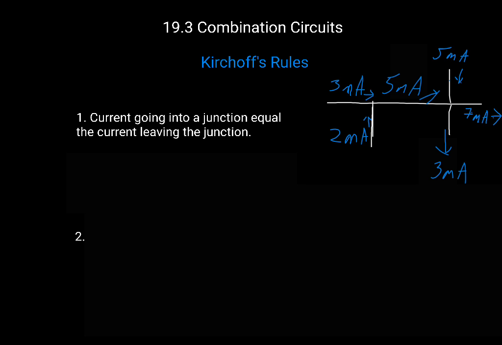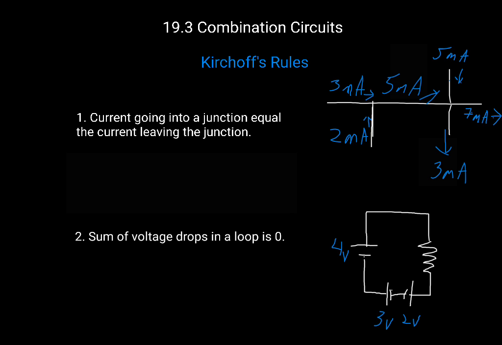So this is Kirchhoff's first rule. It's not really numbered, his rules, but it's the rule that deals with current. Current going into a junction equals the current leaving a junction. Kirchhoff's second rule deals with voltage drops. Now we've talked before about how voltage will drop as it goes over a resistor, but we've also talked about how batteries can increase voltage or decrease voltage depending on the direction they're facing.